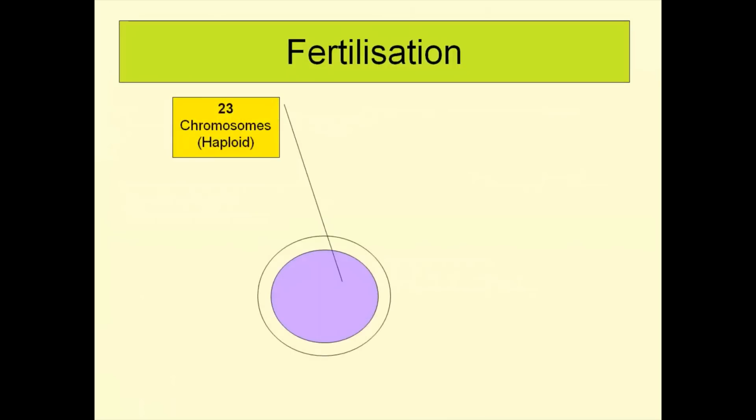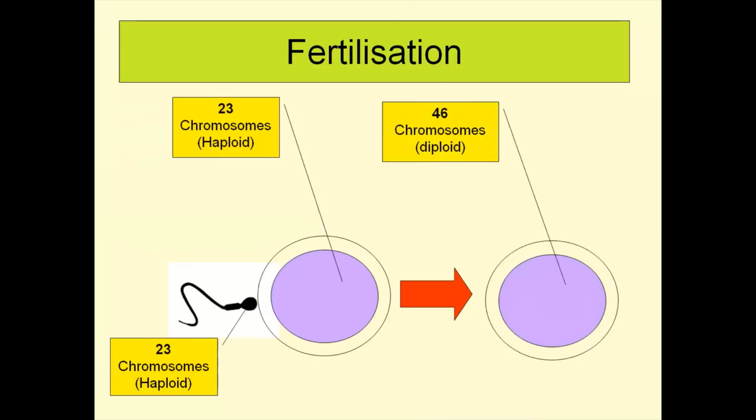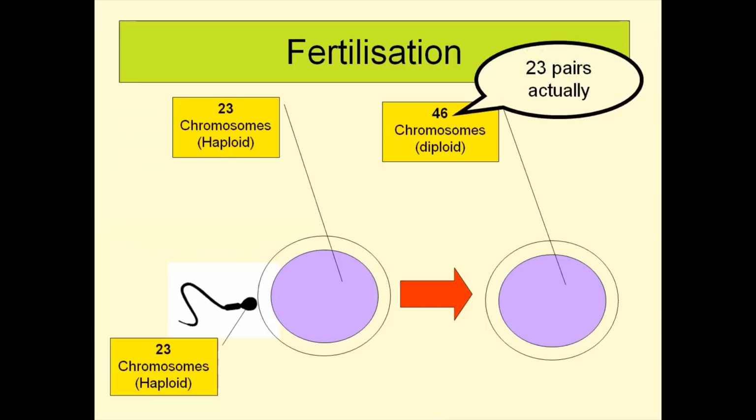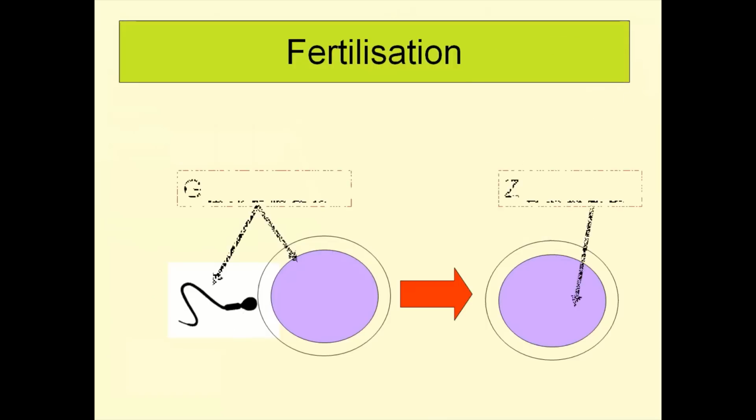During fertilization, the egg cell containing 23 chromosomes fuses with the sperm cell also containing 23 chromosomes, resulting in the formation of a zygote with 23 pairs or 46 chromosomes. I hope that's clear. Try to fill in these blanks.